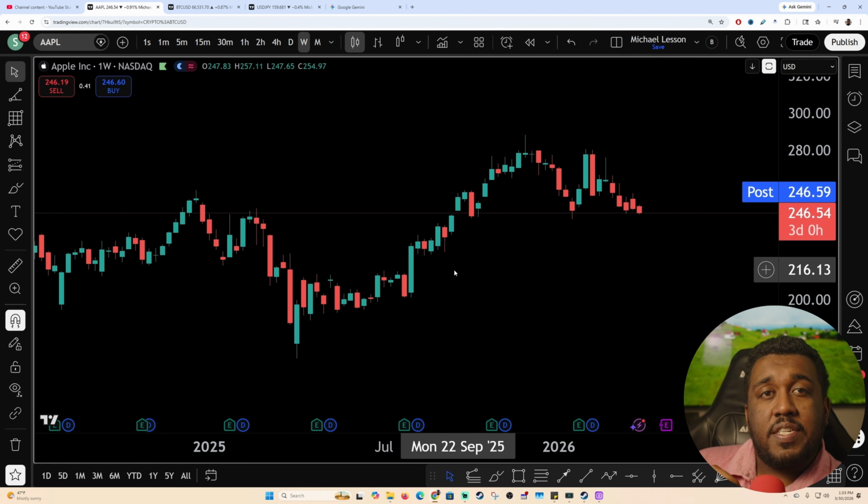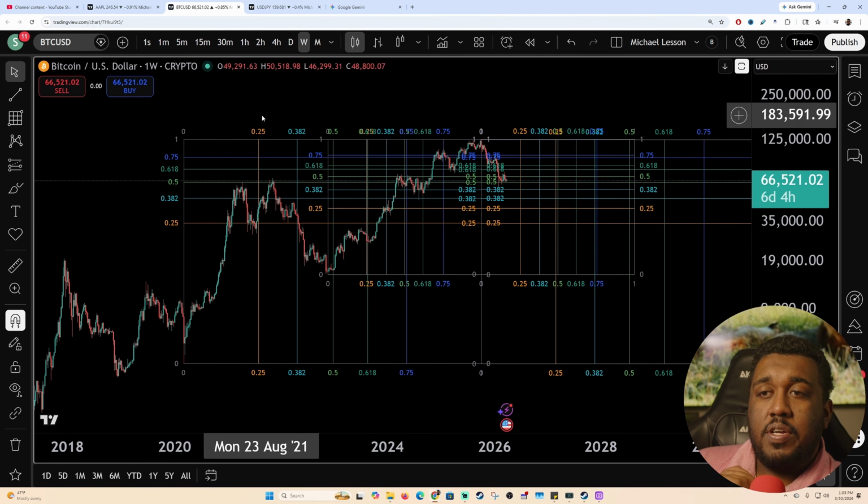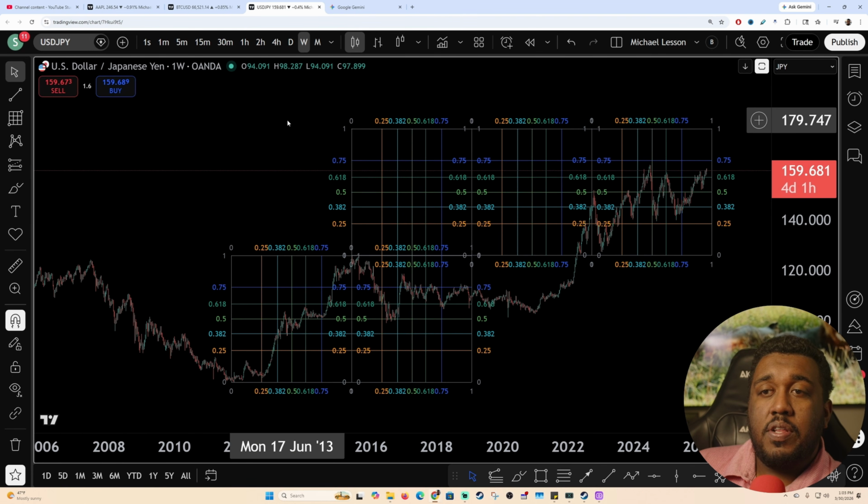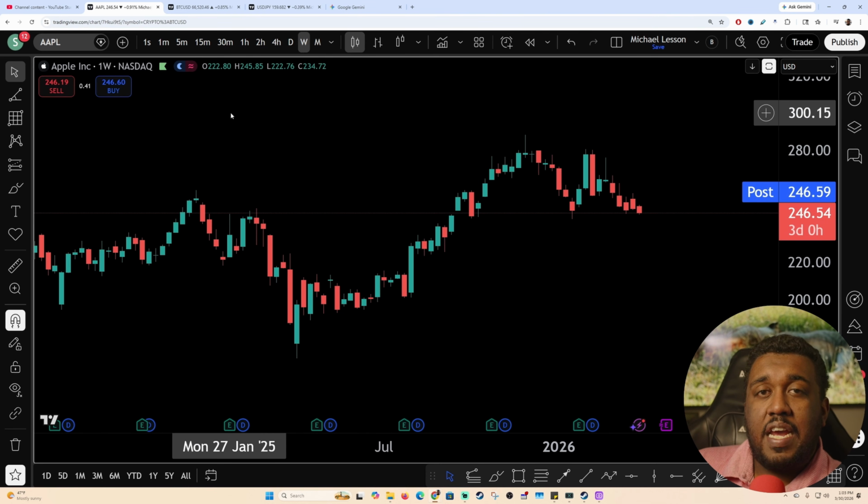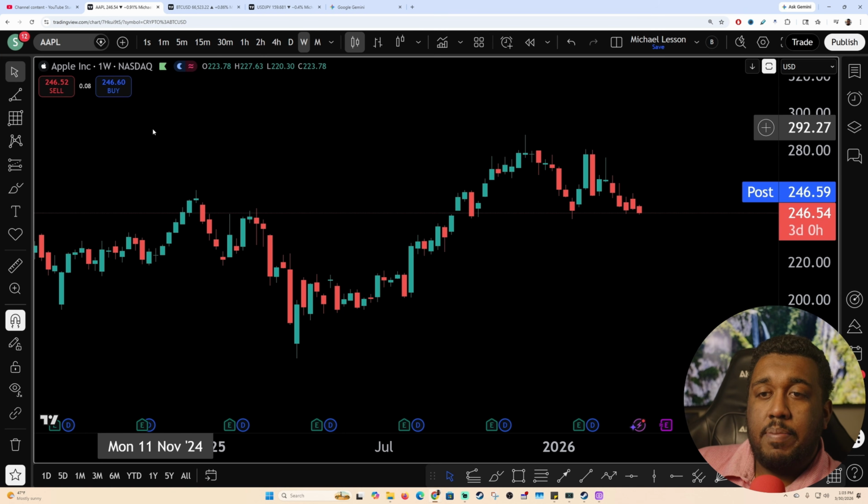Now for today's guide, we're going to be looking at three separate charts. The first one is going to be a stock called Apple. After that, we're going to be looking at Bitcoin. Then after that, we're going to be looking at the US dollar to the Japanese yen. That way you guys can find support levels and find those levels where you might be looking to sell because there's a hidden level of resistance, all right? So for now, we're going to get started with Apple.